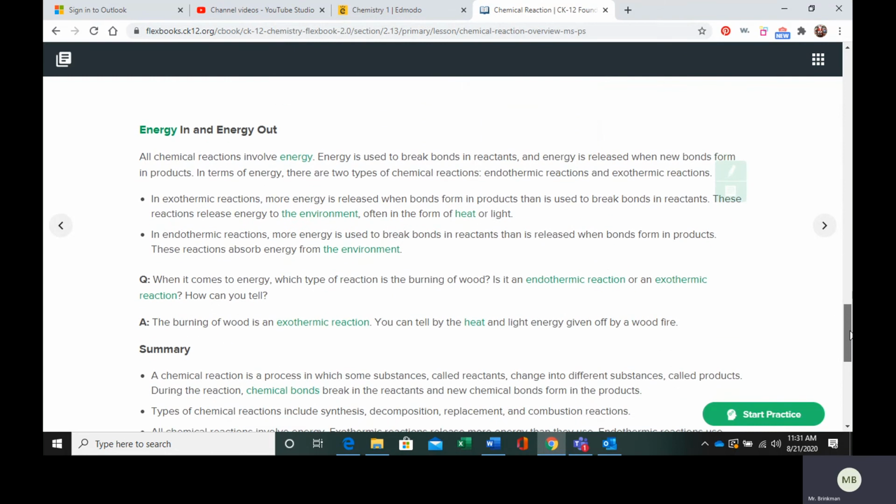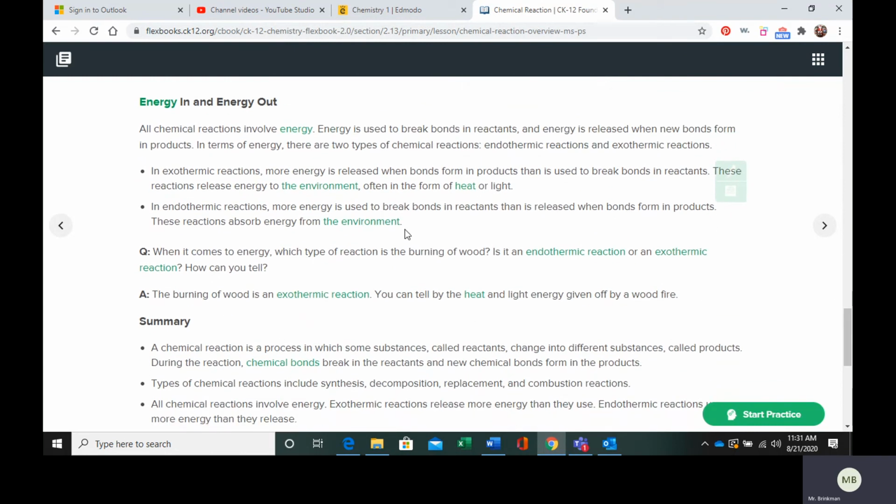And then we have energy. All chemical reactions involve energy. They need to absorb energy to break the bonds in the reactants, and once they form new bonds, they release energy. So in terms of energy, we have two different types of reactions. We're going to learn about these more in depth as we get into thermodynamics down the road.